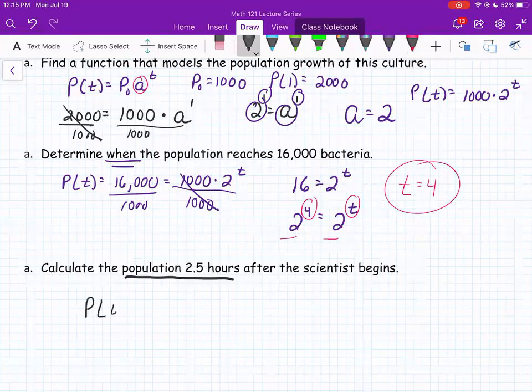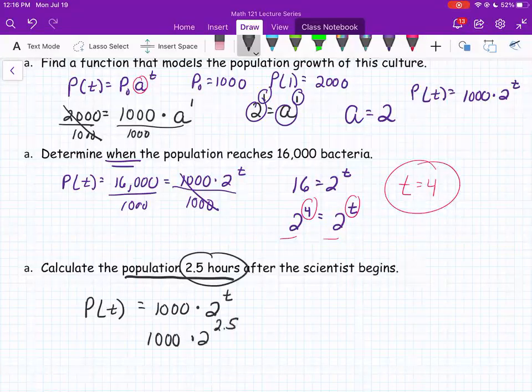The last part of this question says calculate the population 2.5 hours after the scientist begins. In this case, we want to know a p of t. So we take our equation, 1,000 times 2 to the t power, and this time we know t. So we have 1,000 times 2 to the 2.5 power, and we calculate that to be 5,657 bacteria.